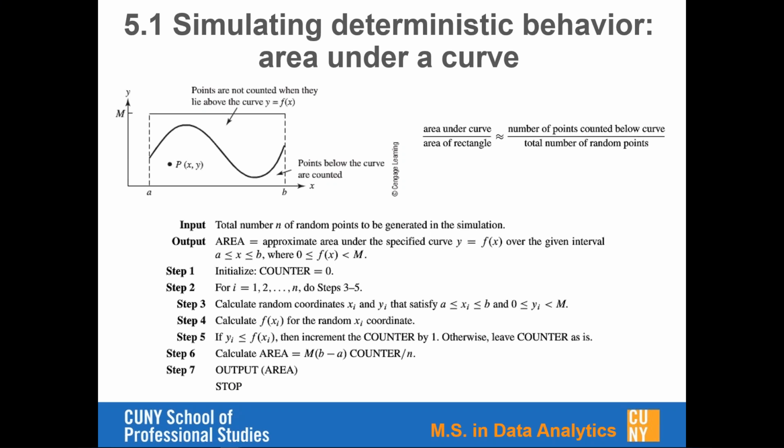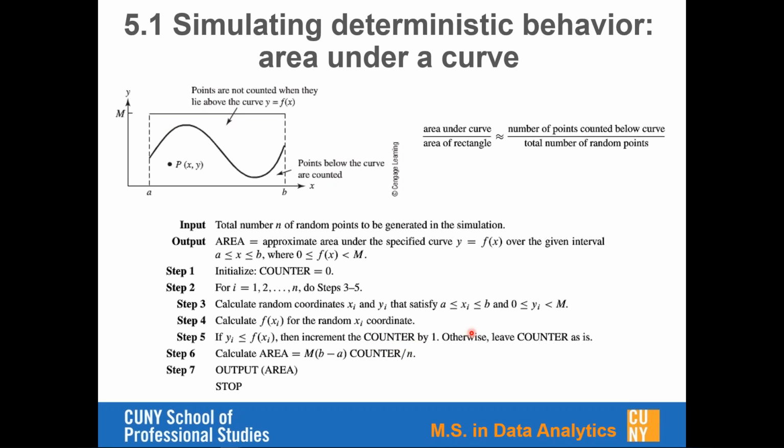In other words, once we generate a point, if y1 is less than f(x1), the corresponding point on the curve, then we increment that counter. Otherwise, if it's somewhere here, meaning this condition is not met, we generate a point and that y1 is larger than f(x1), then we do not increment that counter, right?